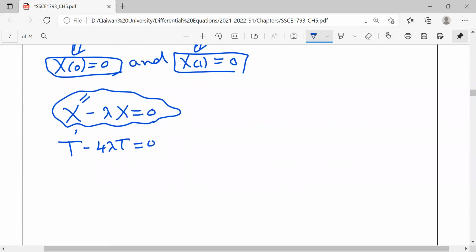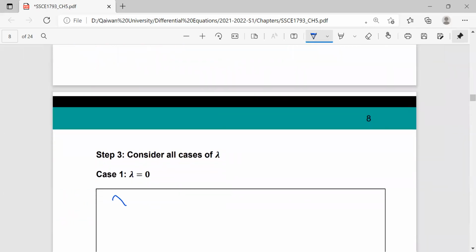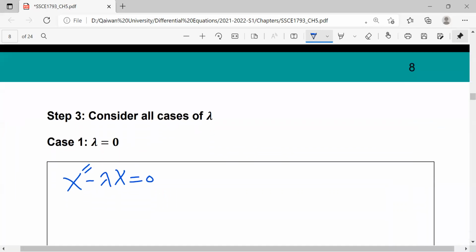Now, we say x double prime minus lambda x equals 0. If lambda is 0, we have three cases for lambda. Lambda, we said it's a constant, and we didn't say that it's either bigger than 0 or less than 0. That means we have three different values for lambda. It could be positive, it could be 0, and it could be negative.